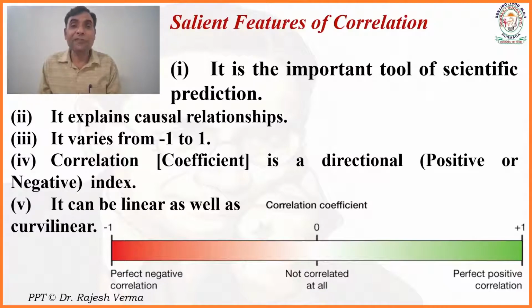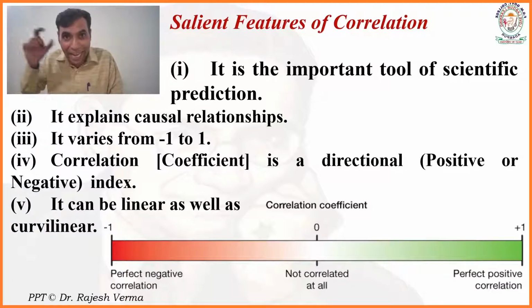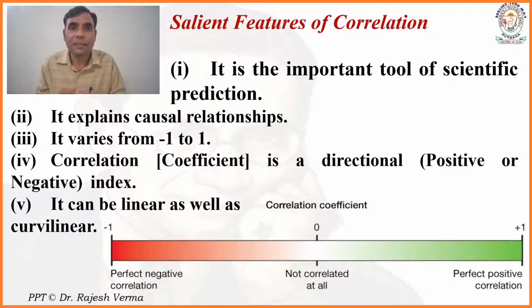Now the salient features of correlation. Correlation is one of the important tools of scientific prediction. Science does only one thing: prediction of phenomena as accurately as possible. So correlation is a statistical technique that helps science in predicting a phenomenon.